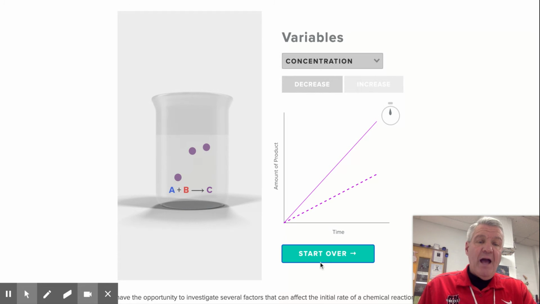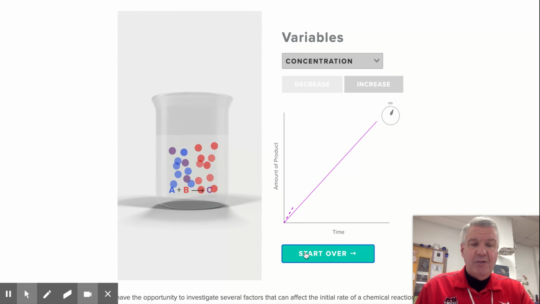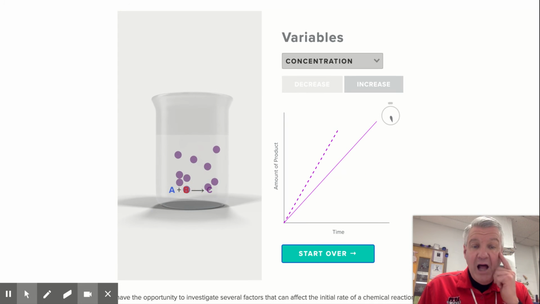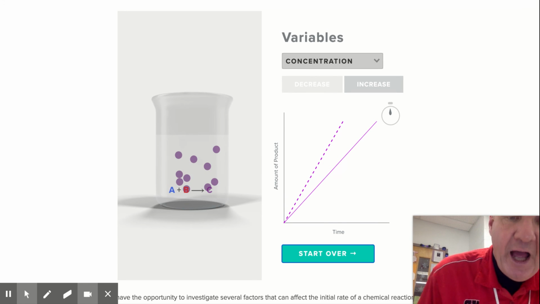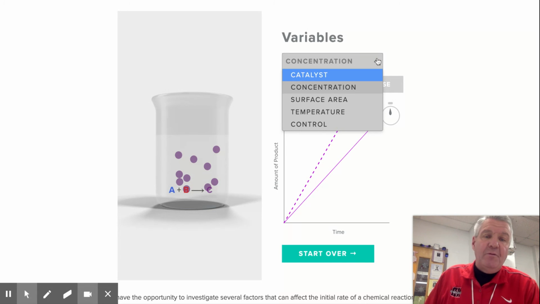So let's go back and let's start over, and let's increase the concentration and see what happens. Well, obviously, we produce a lot more product. I mean, think about it. Over here, we were down here with our product. Up here, we're really high up on the y-axis. So let's take a look at a different variable.